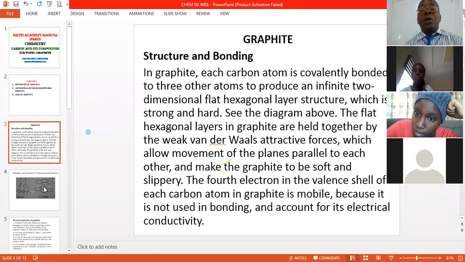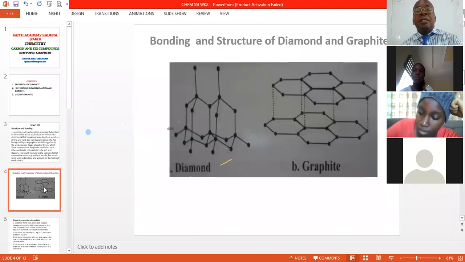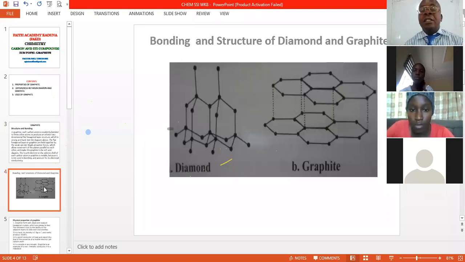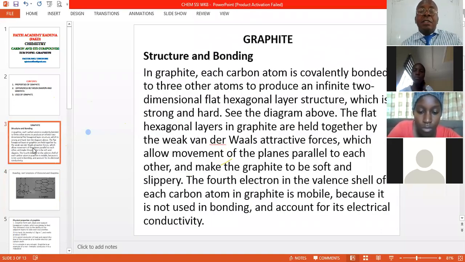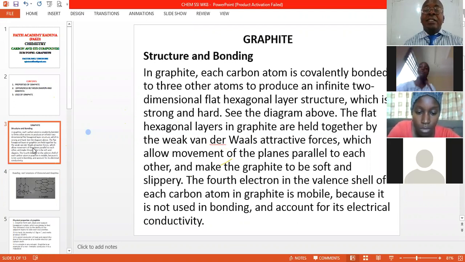Look at the structure of graphite. By the left is the structure of diamond, and by the right is the structure of graphite. Okay. There are two things I want you to get from this particular slide. You need to know the structure of graphite. The structure of graphite is what? Hexagonal in shape. It's hexagonal in shape.